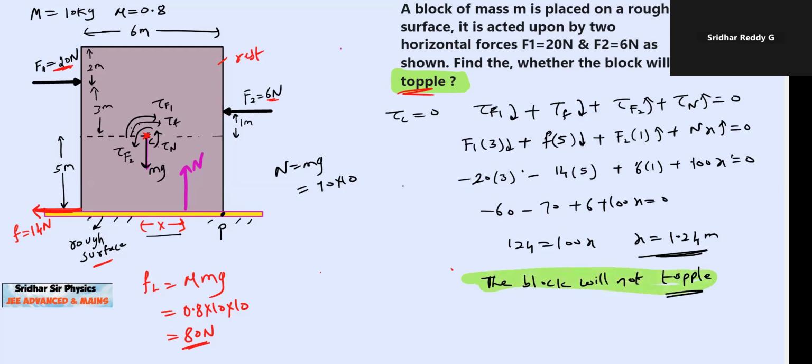Okay, this will be our answer. Fine. Why will it not topple? As x is less than 3 meter. When will the block topple? Only when x is greater than 3 meter. Because what is the maximum displacement of N? The maximum displacement of N can be 3 meter. So as x is less than 3 meters, the block will not topple.